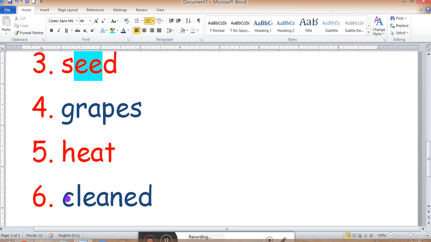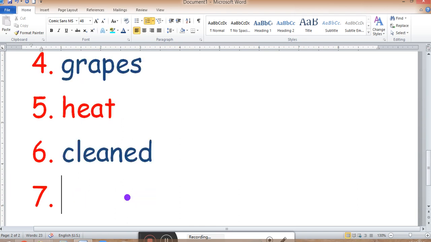C-L-E-A-N-E-D. Cleaned. Oh, there is another long E. Which two letters are making it now? E and A. So we have C-L-E-A-N and D. This E here from E-D, we don't say it. It's not cleaned. No, that's wrong. Cleaned. Very good.